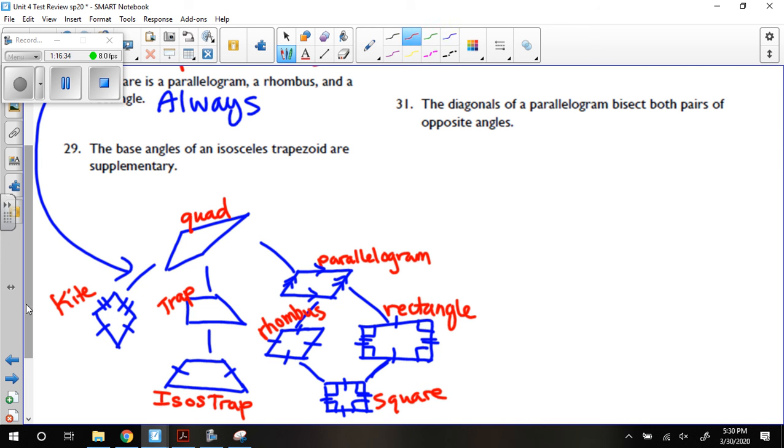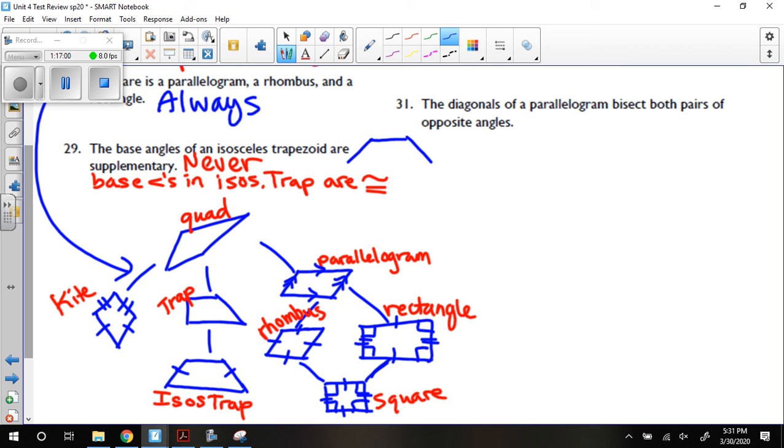Okay, for number 29, the base angles of an isosceles trapezoid are supplementary. That's going to be a never, because we know that the base angles in an isosceles trapezoid are congruent. So if you had a picture of an isosceles trapezoid, this angle is congruent to this angle. So the base angles are congruent, they're not supplementary.